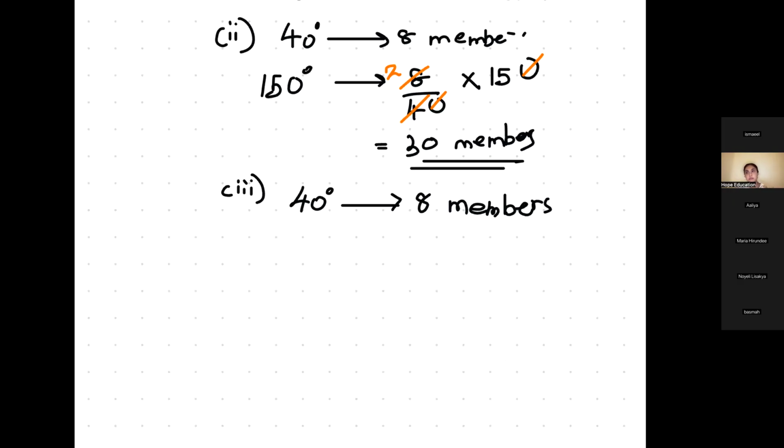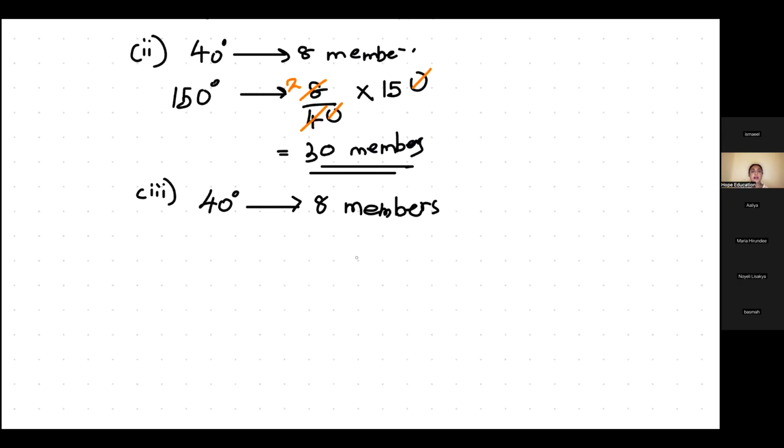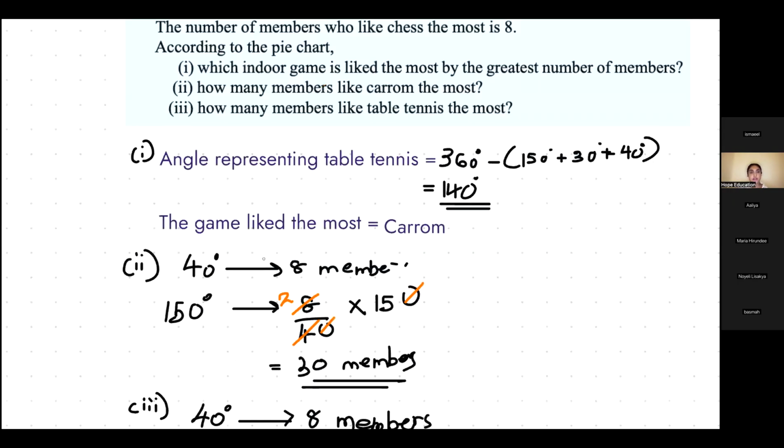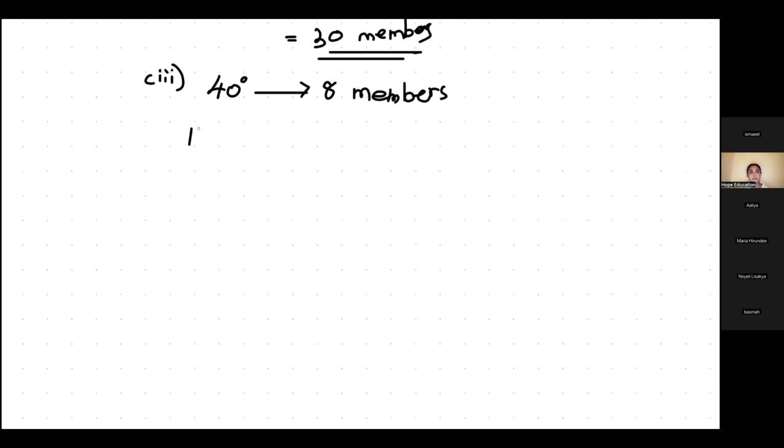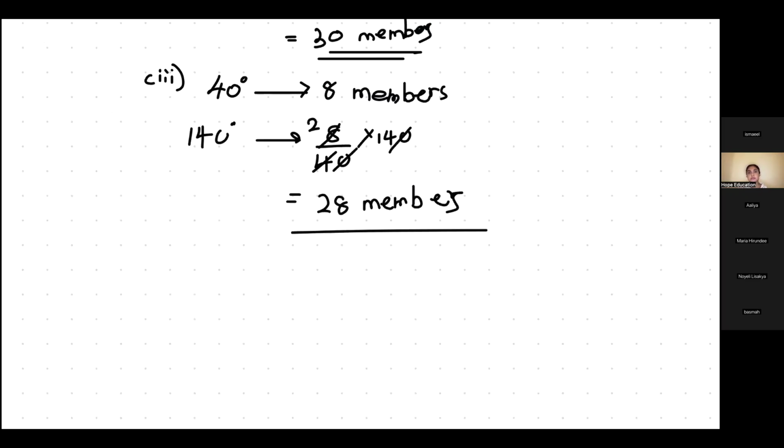Now 40 degrees, 8 members, from chess. They ask in table tennis, we know the angle already, 140. So 8 divided by 40, we get for 1 degree. That multiplied by 140, we get for 140 degrees. So 0, 0 cancels. 4 times 2, 8. 2 times 14 is 28. So we get the answer as 28 members. Is this clear to all of you? Give me a thumbs up.